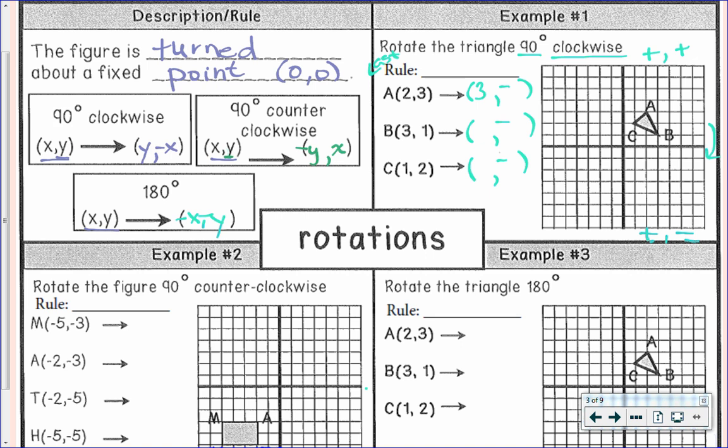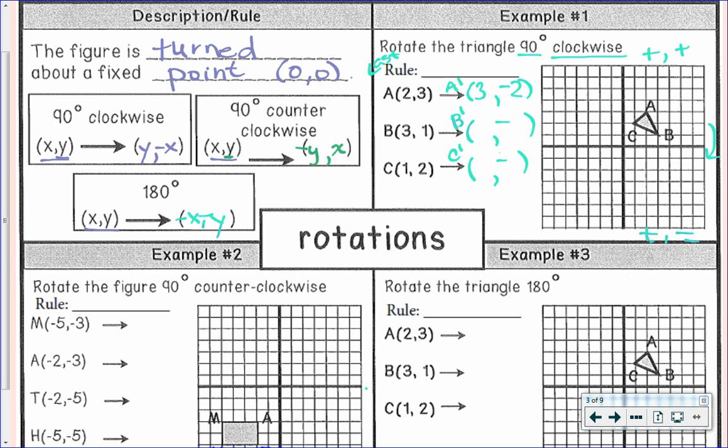Good. This will be 3. You got it. Are you good? Probably should have labeled A prime, B prime, C prime. Okay, B is 3, 1. What is our new, what's our image? What's B prime now?